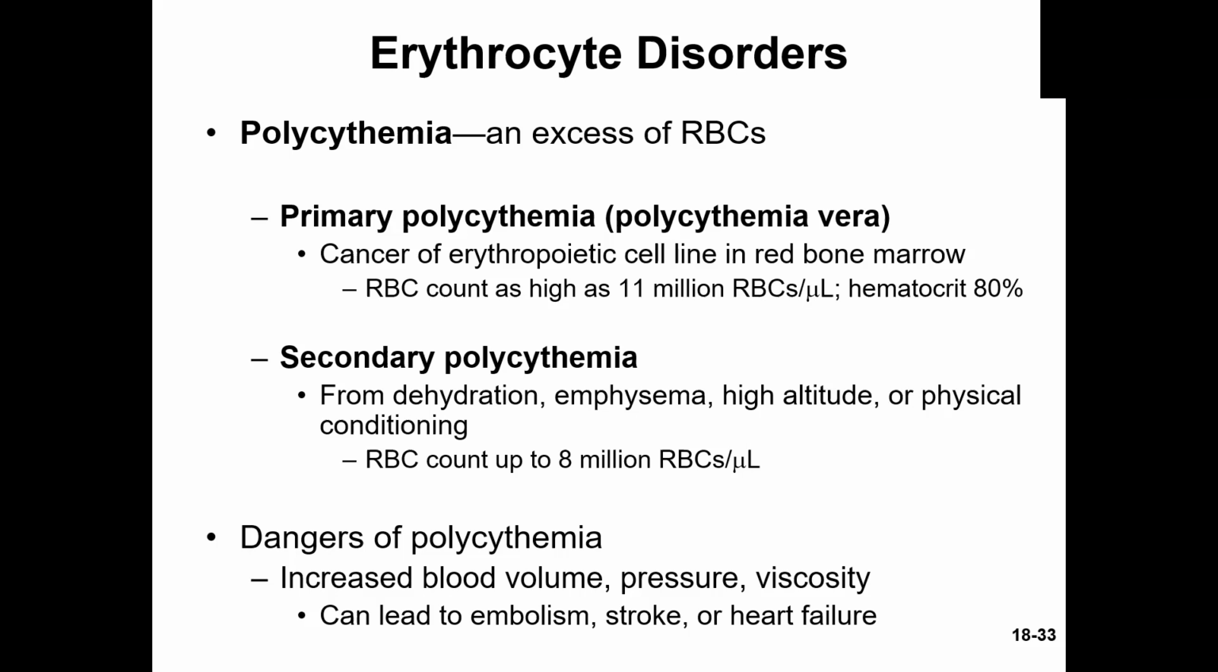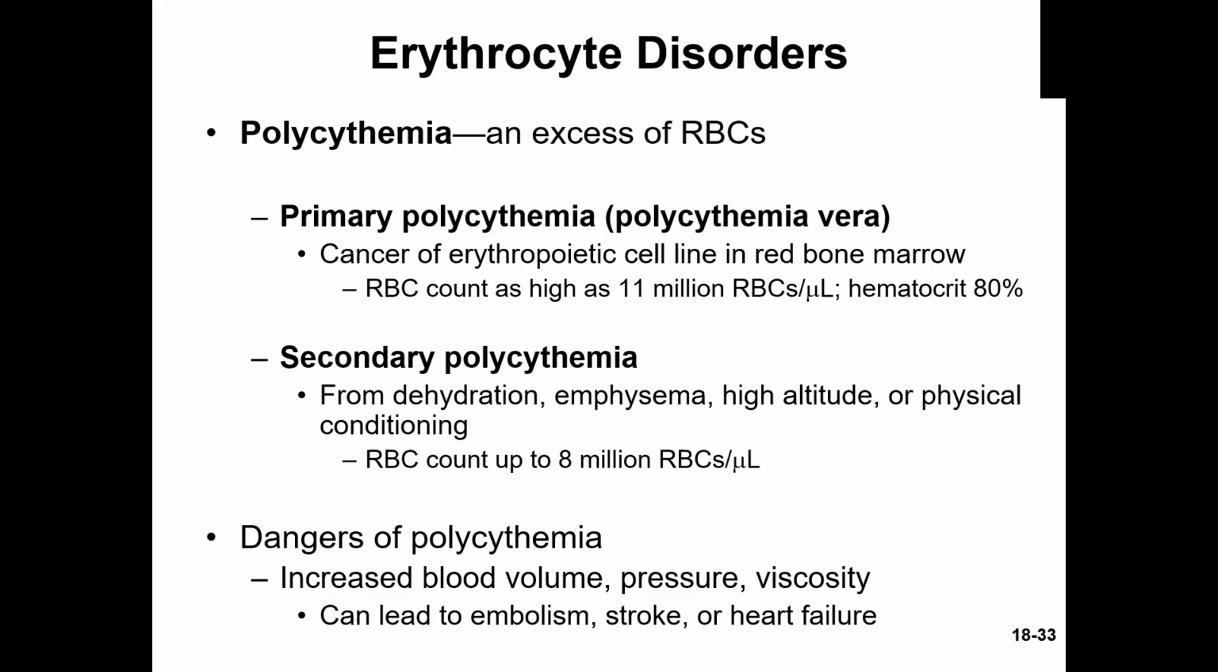And we will measure that via our comprehensive metabolic panel. Okay, we'll look at what the relationship of red blood cells is to everything else. So primary polycythemia, or polycythemia vera, is what we call something that is cancer of the erythropoietic cell line in red bone marrow. You may have an RBC count as high as 11 million with a hematocrit at about 80. Remember, hematocrit is supposed to be around 45% of the whole blood sampling. So it doubles in polycythemia.